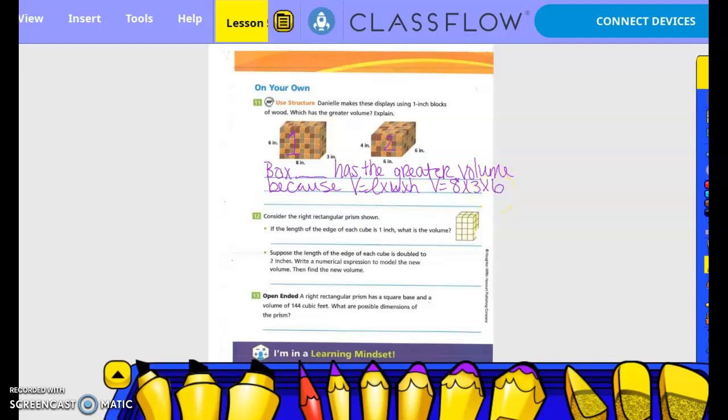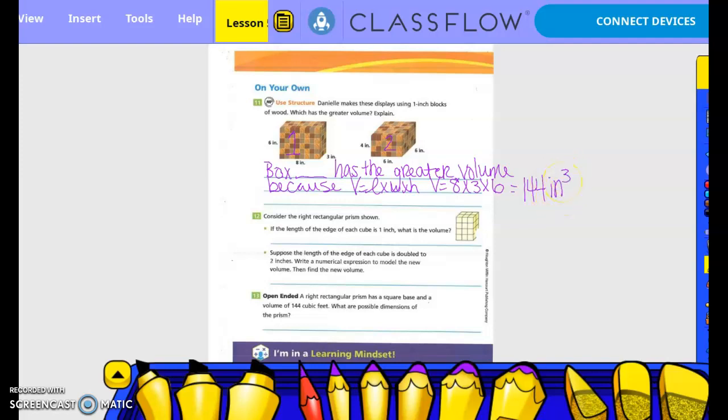Okay. So that'd be 24 times 6, right? So that's going to equal, so 24 times 6. So 4 times 6 is? 24. So put the 4, mentally carry the 2. 6 times 2 is 12 plus 2 is 14, so 144 inches cubed, right?